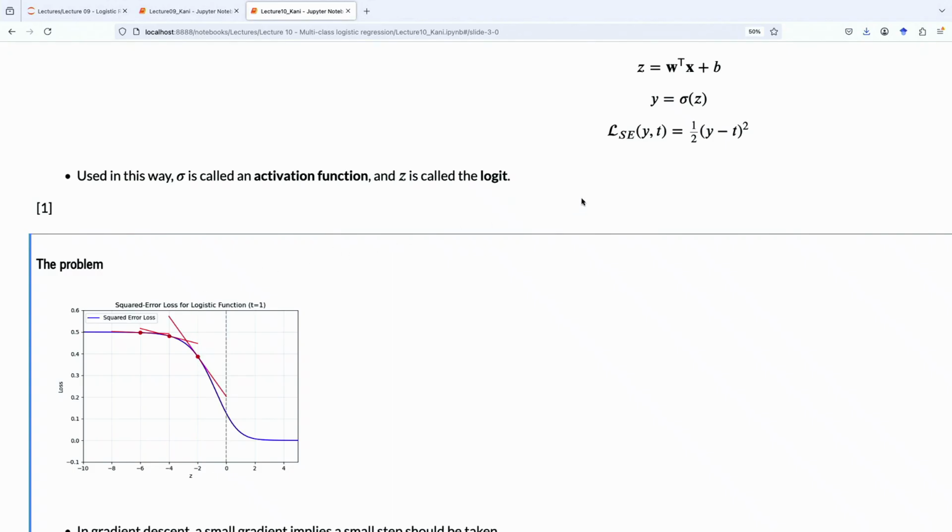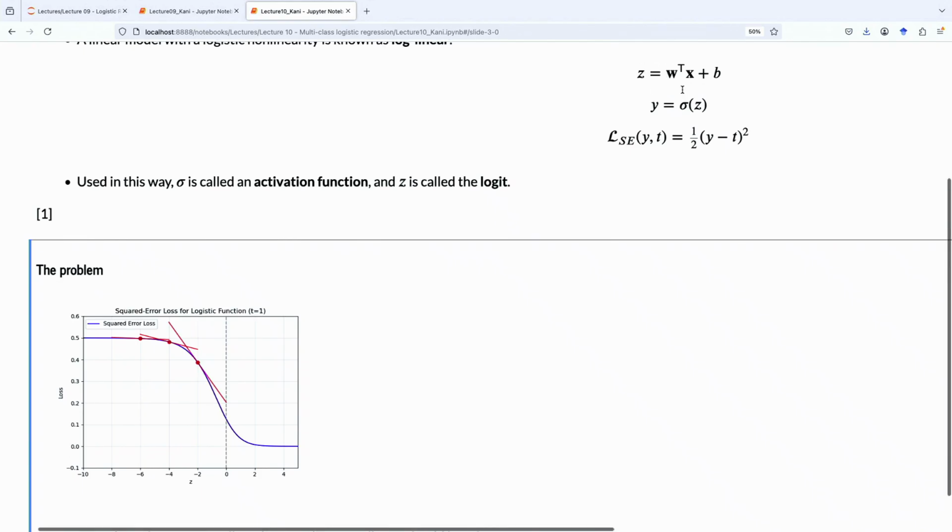Basically, if, let me rephrase this. If z is very small, like a very small negative, then what does that mean? It means sigma is going to be close to 0. And then the target is 1. So the total loss will be on the order of 1 squared times 0.5, which is around 0.5.